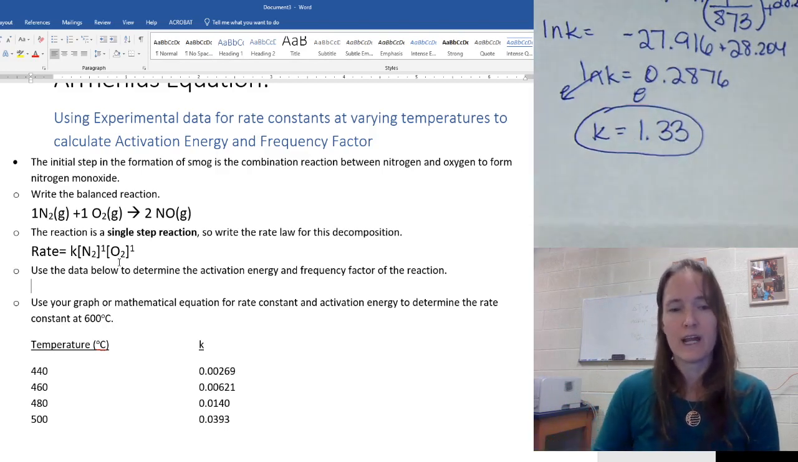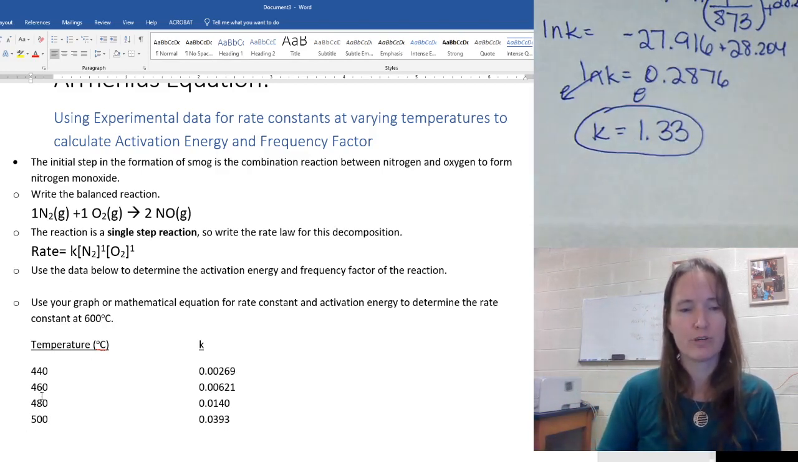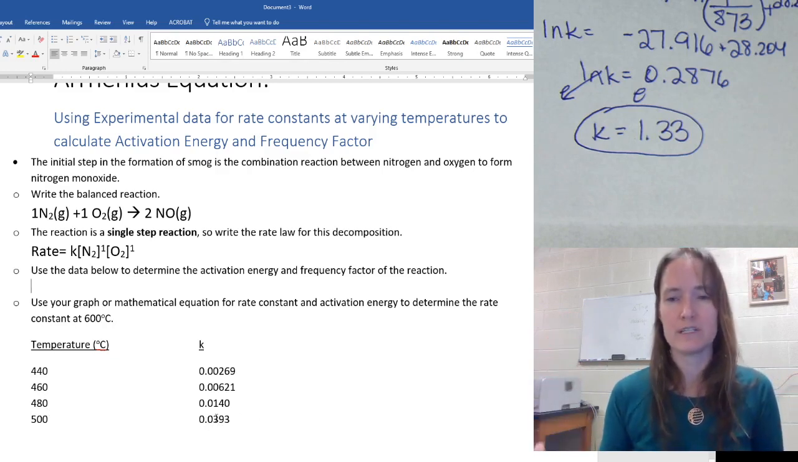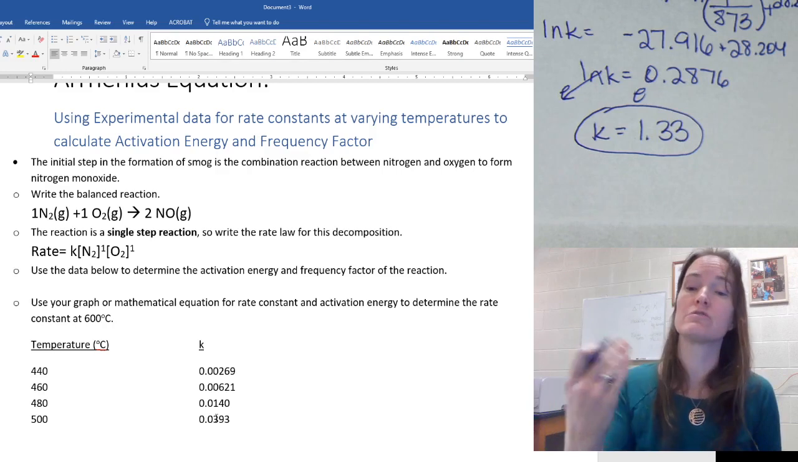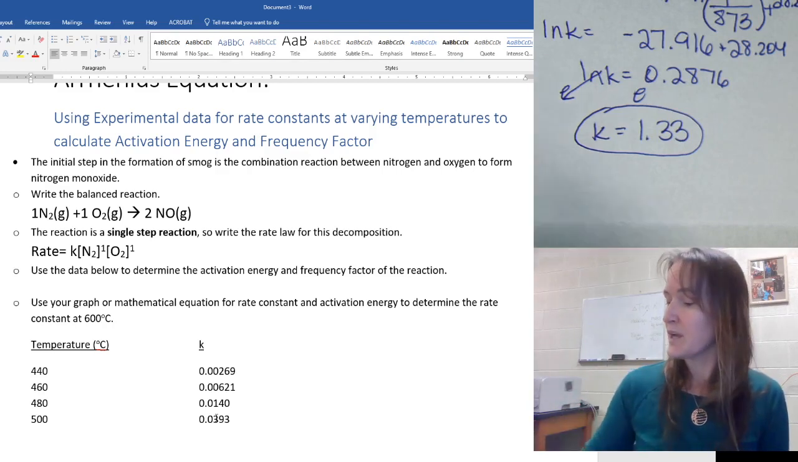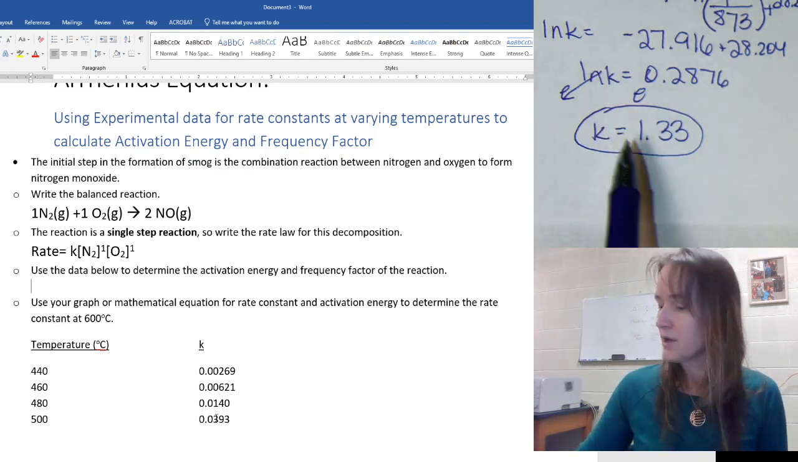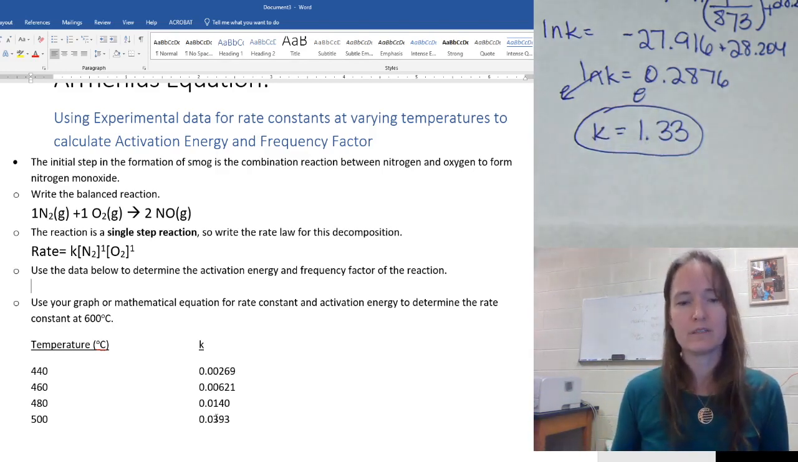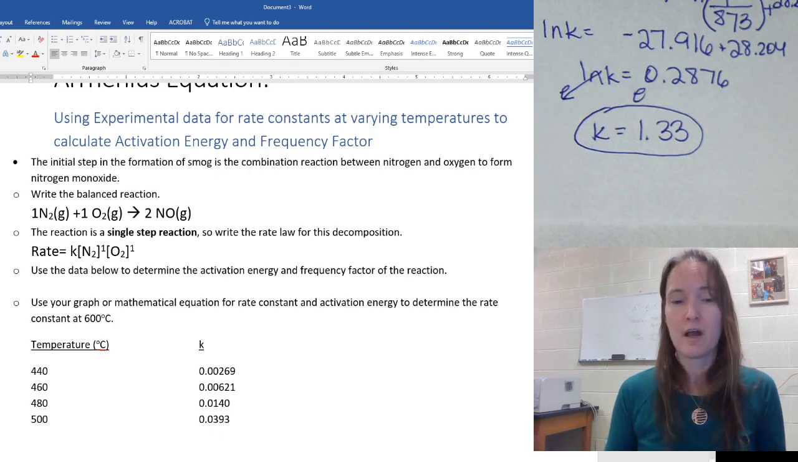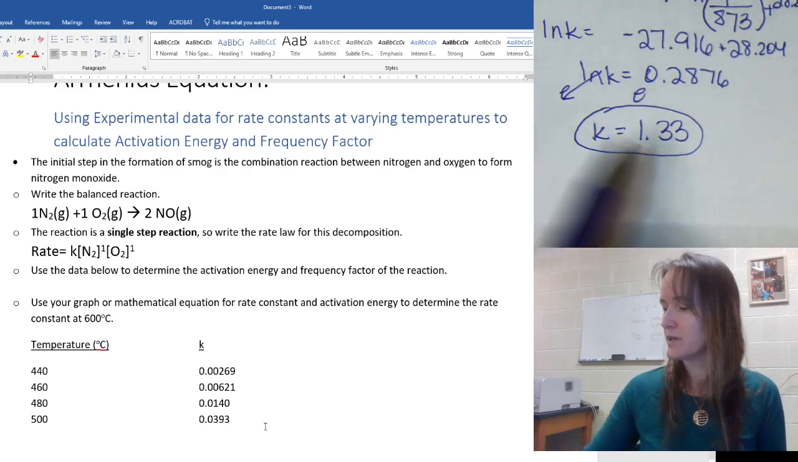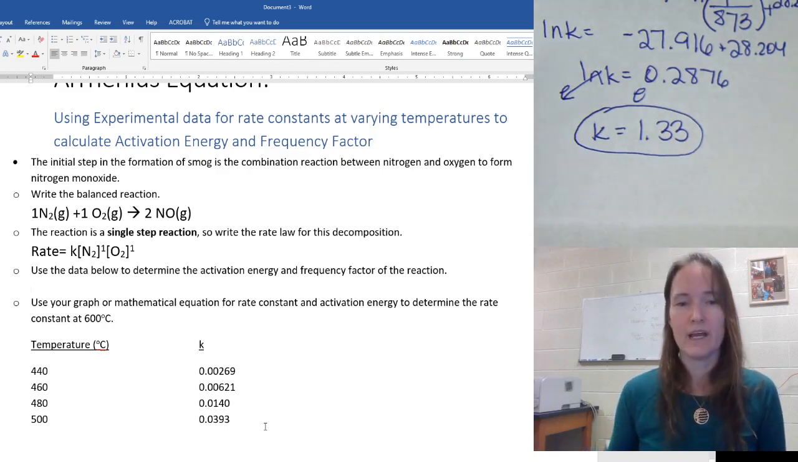And if you take a look at the data, we're at 500, we're going up in increments of 20, and we're up to 0.0393. So the rate constant goes up as the temperature increases. And so 600 degrees is 100 degrees more than that 500. And we got a rate constant that is larger, not a huge amount larger, because 1.33 versus 0.0393 is quite a bit larger, but it is not in the hundreds larger. So you didn't get 100 and something. We got 1.33 as the rate constant.